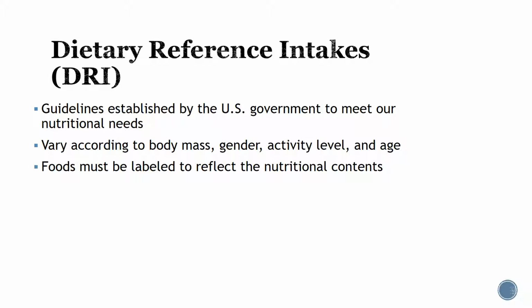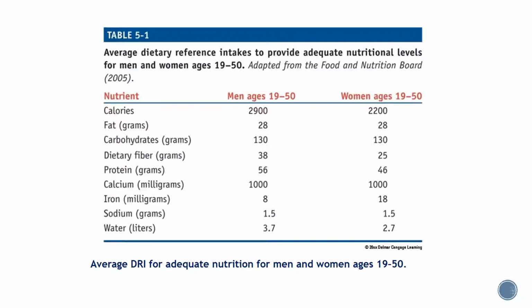And then obviously every food that is sold has to have some sort of nutritional content. The USDA and the FDA require that so that people know how many macronutrients, micronutrients, calories, and how much sodium is being taken in by their bodies. We're really comparing men ages 19 to 50 and women ages 19 to 50.